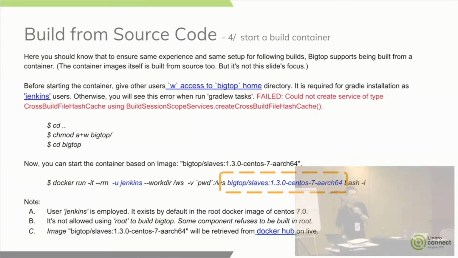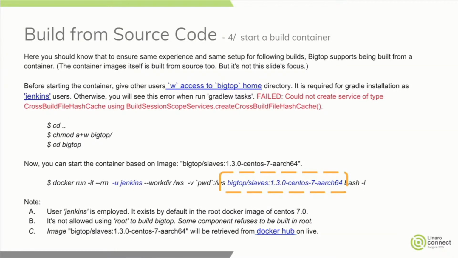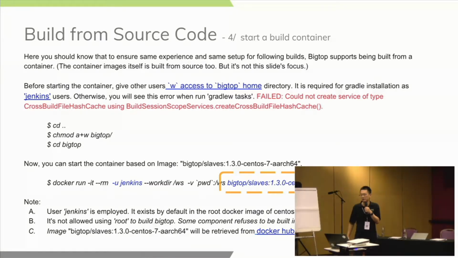The build environment is already uploaded to Docker Hub, so you can find it there under the Bigtop directory. When you choose the image name, you should notice your working environment. Here I'm choosing CentOS 7 ARM64. They also provide support for other OSes and architectures.